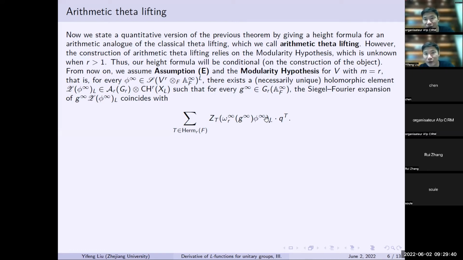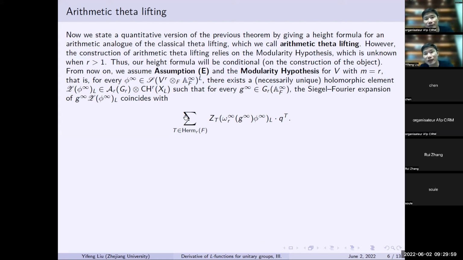Okay, I hope you still recall what this is. So each term here is a cycle, a Chow cycle, and it is even a physical cycle if T is non-degenerate. Okay, but when T is degenerate, this is just a Chow cycle.